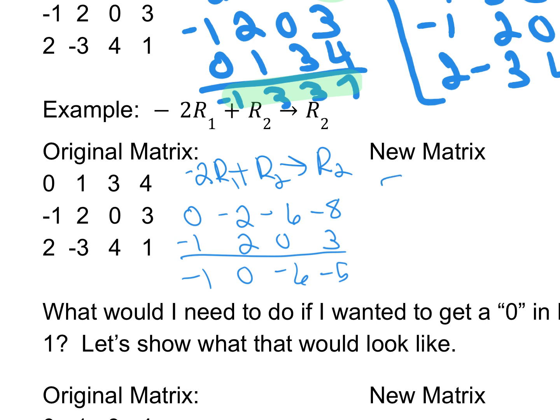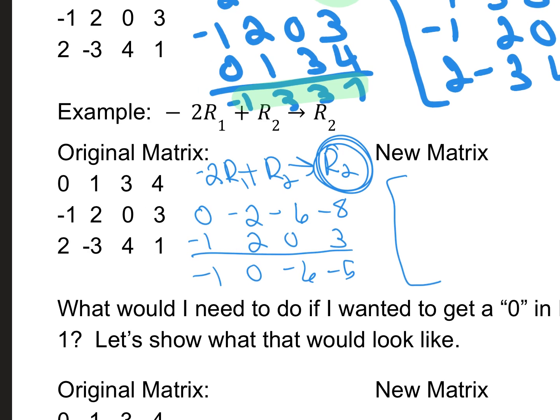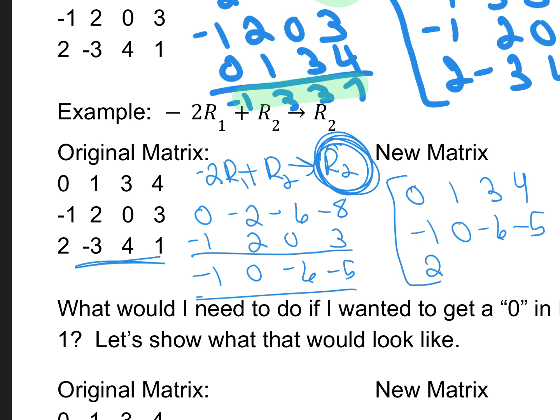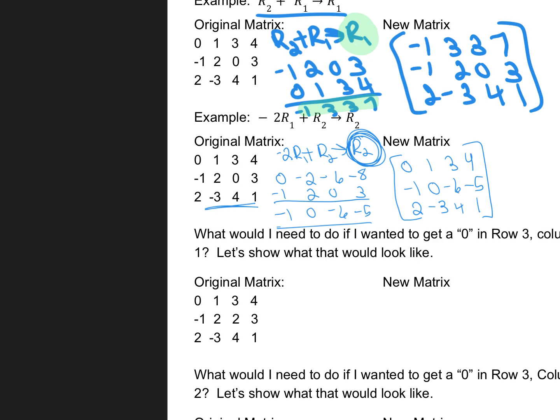So our new matrix, again, row 2 is the only row that changes. So our row 1 stays the same. So we're going to have 0, 1, 3, 4. Row 2 changes to what we calculated down here, negative 1, 0, negative 6, negative 5. And then row 3 stays the same, 2, negative 3, 4, and 1. Okay, so that's an example of how you can do different operations and different row operations and things like that.